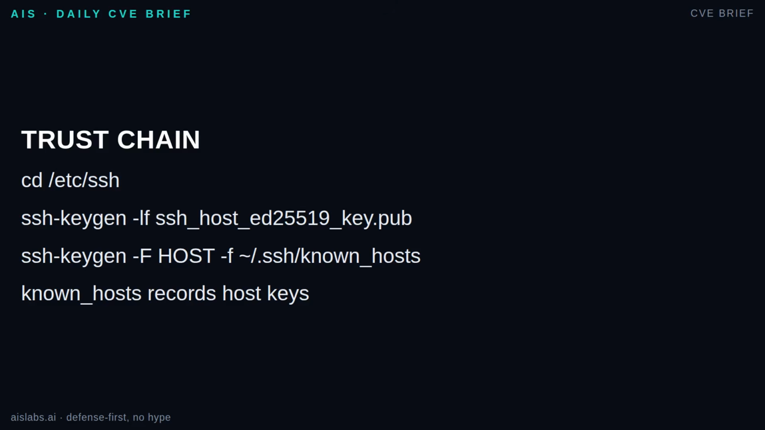Second, can you trust the server? That is the host key. On a new server, use a provider console or another trusted channel. Change to /etc/ssh and print the ed25519 host key fingerprint. When your client first connects, compare that fingerprint before accepting it. After acceptance, known_hosts stores that server identity. Later, ssh-keygen -F checks what your client has recorded for that host.